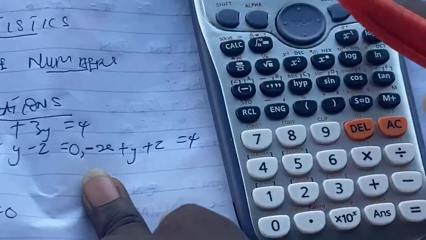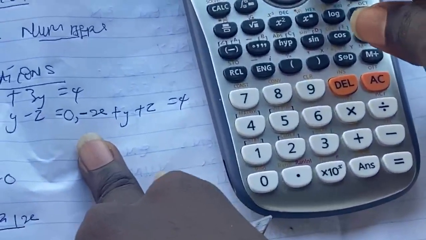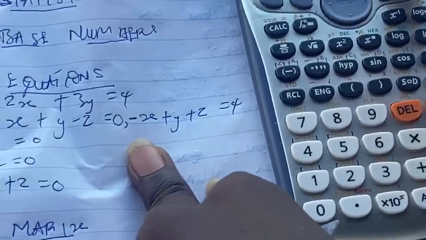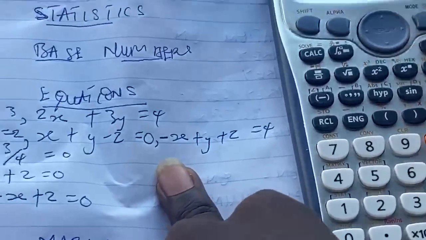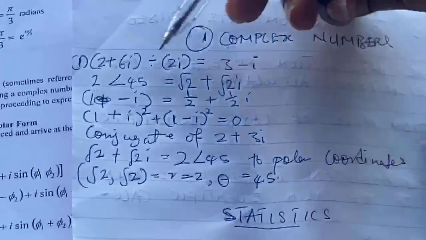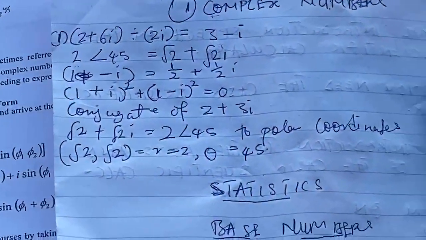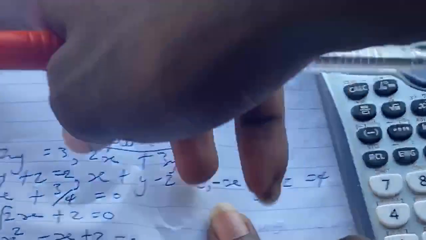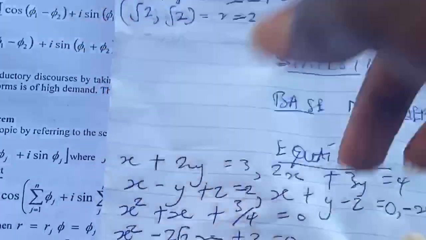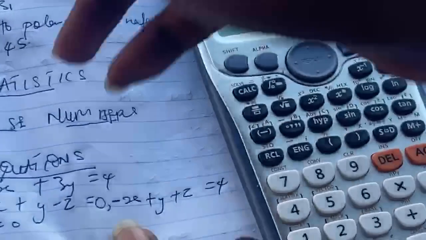Click equal to. It still gives you 1 minus i here. I think there's an error in this question. 1 minus i. Okay, let's leave that. I think I copied the wrong question, something like that. Let's move to the next one.